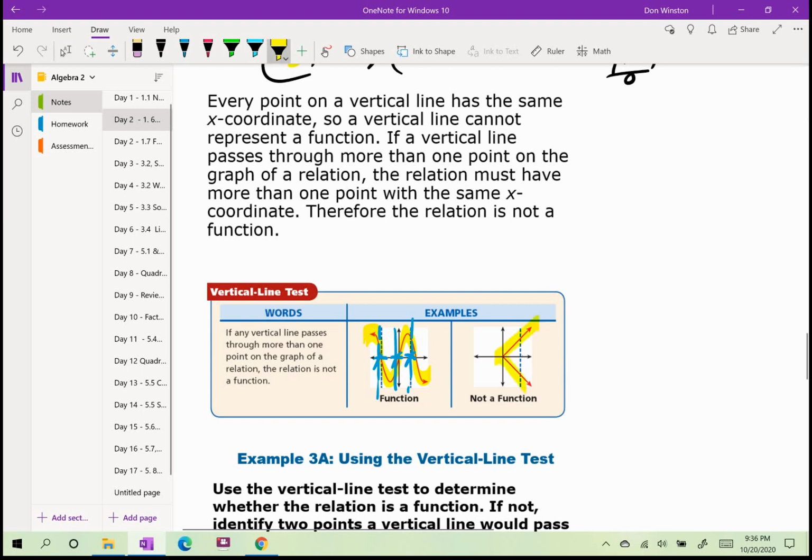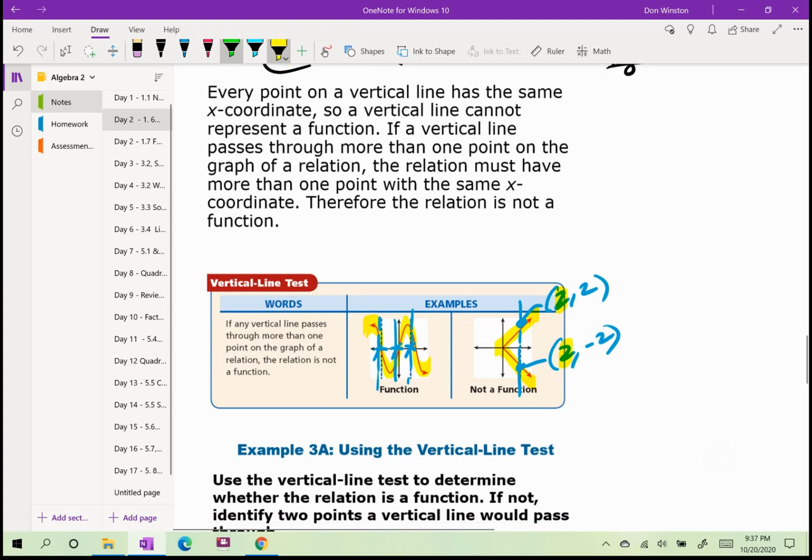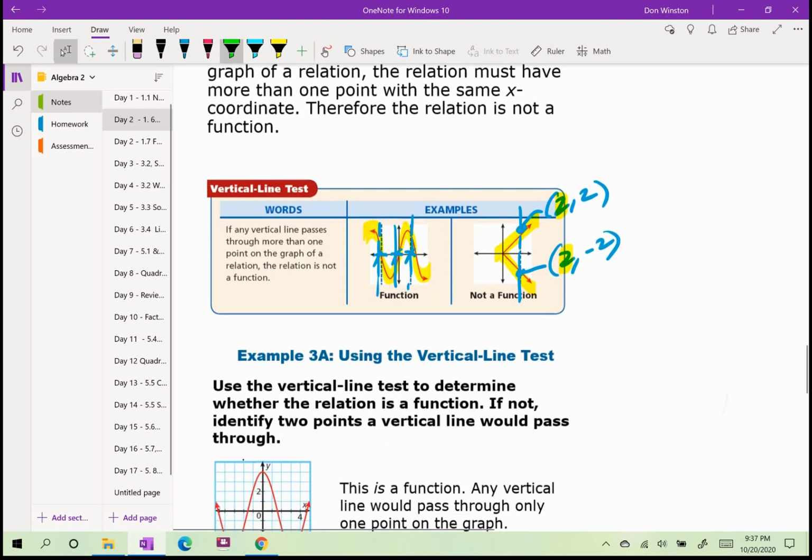Let's look at this one here. So if I draw a vertical line, notice here, that would be an x. Let's say this could be the point x is 2 and y is 2, and this could be the point x is 2 and y is negative 2. But you can see that one x, 2, goes to two different y's. That relation is not a function. Very easy way to tell by looking at a graph whether or not a relation is a function: if it passes the vertical line test.